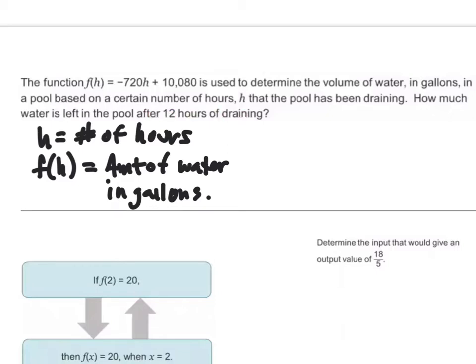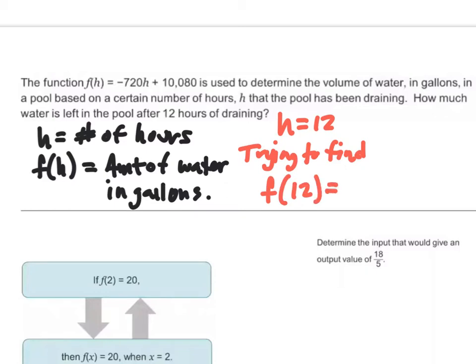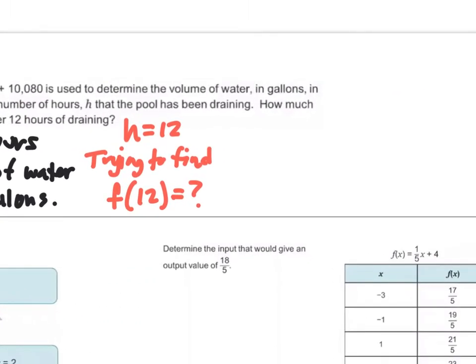So here's what I know. I know that I have 12 hours, so I'm going to say this. h is equal to 12, okay? I'm trying to find how many gallons of water I have after 12 hours, okay? So what's f of 12 equal to, all right? So what we would want to do is just plug in 12 for h into our function and see what we get. So here's what we've got. If I do f of 12, that means I'm doing negative 720 times 12 and then plus 10,080.